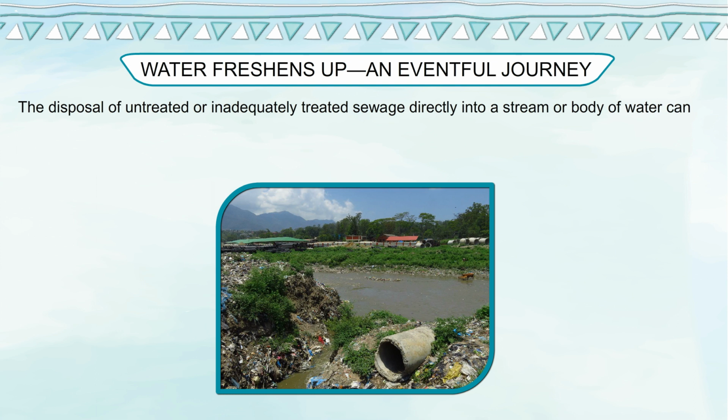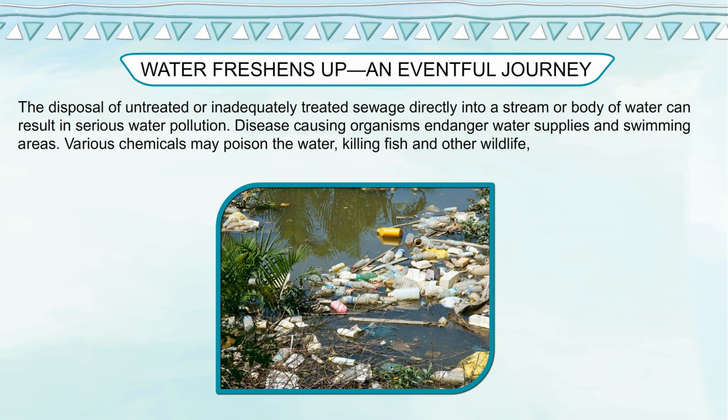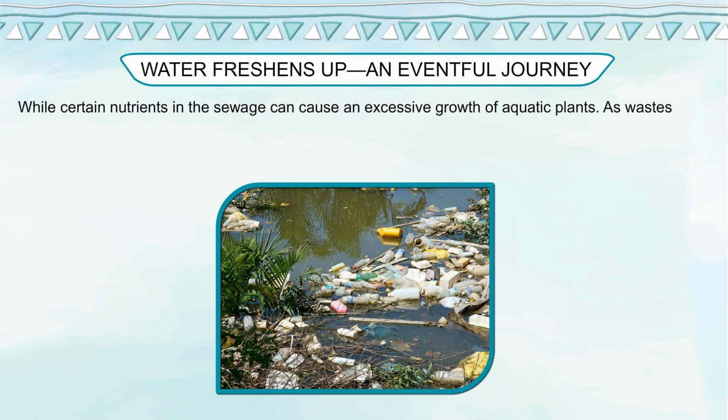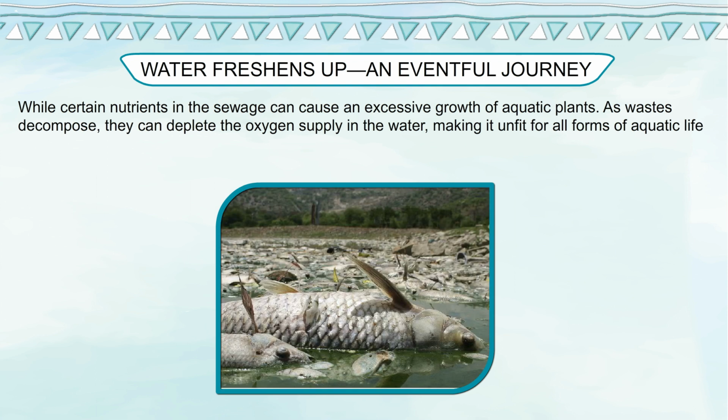The disposal of untreated or inadequately treated sewage directly into a stream or body of water can result in serious water pollution. Disease-causing organisms endanger water supplies and swimming areas. Various chemicals may poison the water, killing fish and other wildlife, while certain nutrients in the sewage can cause an excessive growth of aquatic plants. As wastes decompose, they can deplete the oxygen supply in the water, making it unfit for all forms of aquatic life.